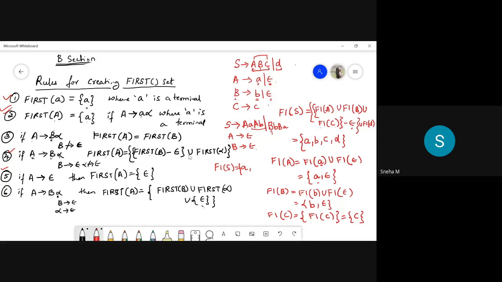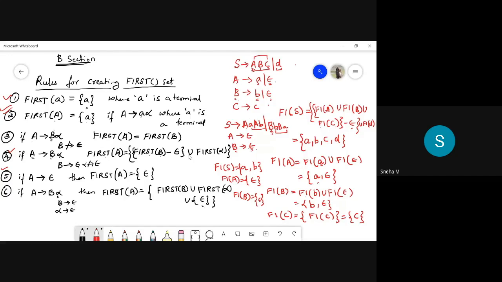B also, the same thing. The first set of B has epsilon, but the rest is not deriving epsilon, so I cannot include epsilon in the set. If I substitute epsilon in place of B, I can see b from S using leftmost derivation. So b will be there in the first set of S. Good. Then first of A is epsilon and first of B is epsilon. Very good.